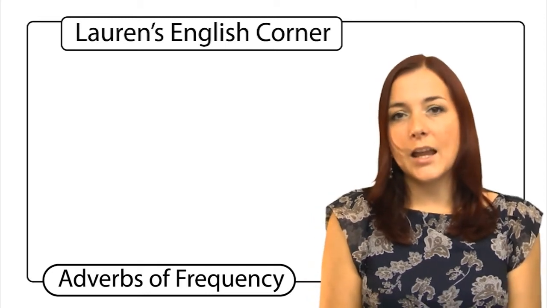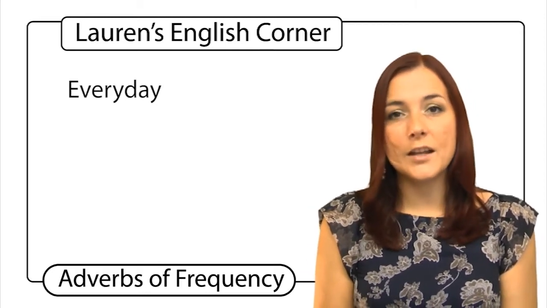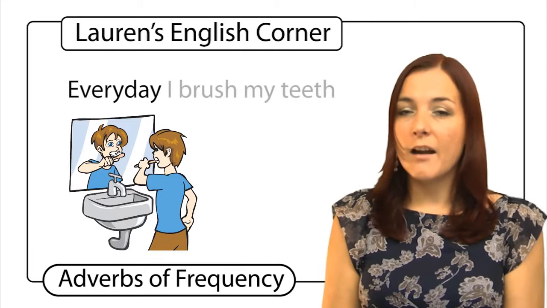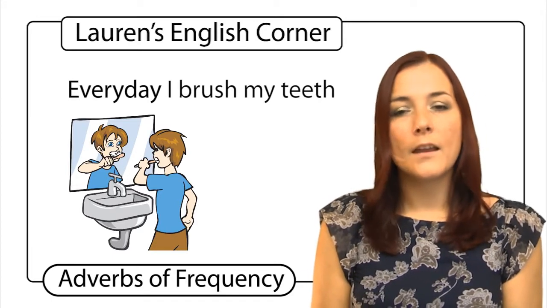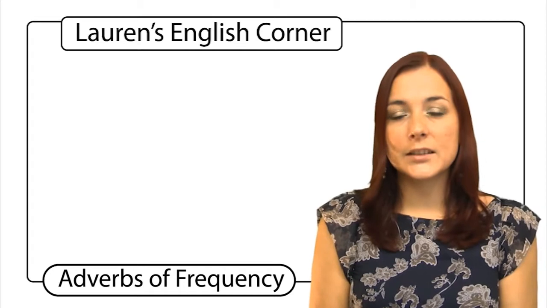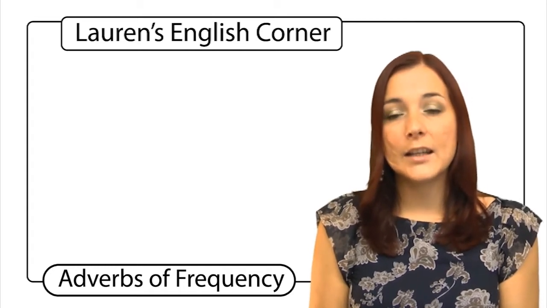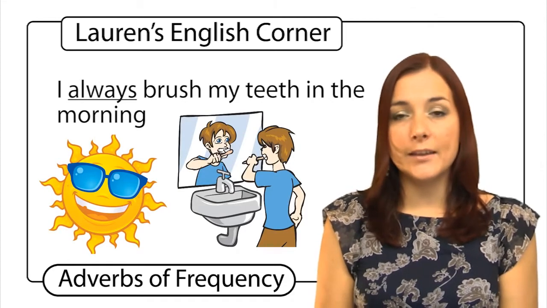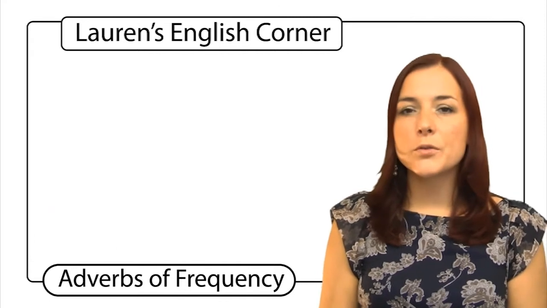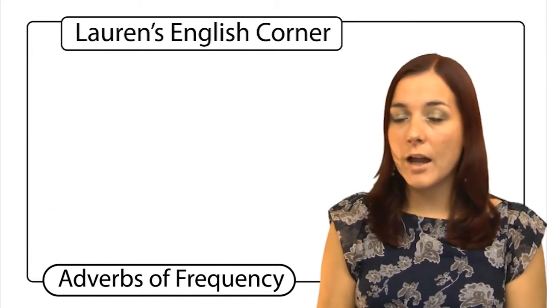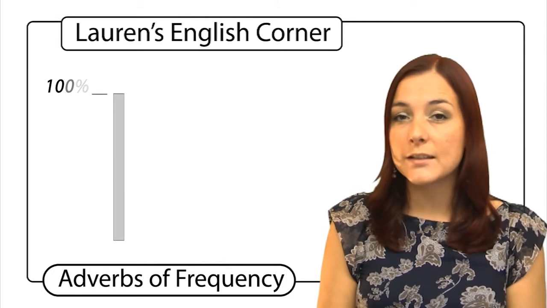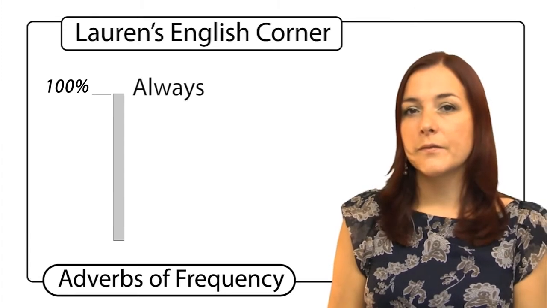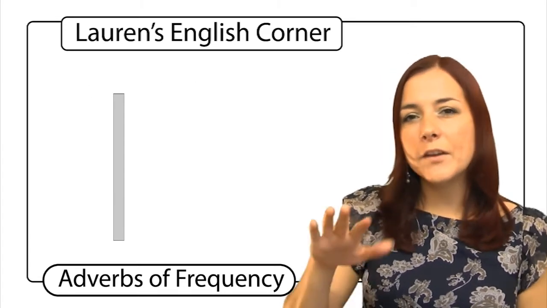I can use the word every day for something that I do every day. For example, brush my teeth. Every day I brush my teeth. An adverb of frequency which has a very similar meaning to every day is always. I always brush my teeth in the morning. So, if we want to talk about things that happen all the time, every day, 100%, we use the adverb of frequency always.